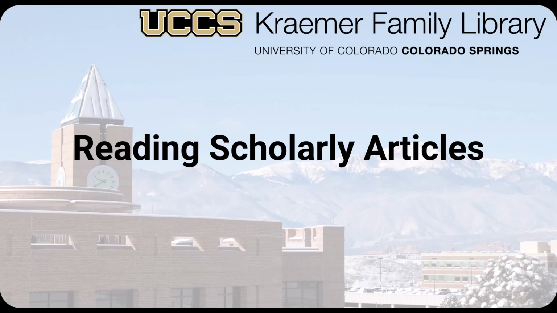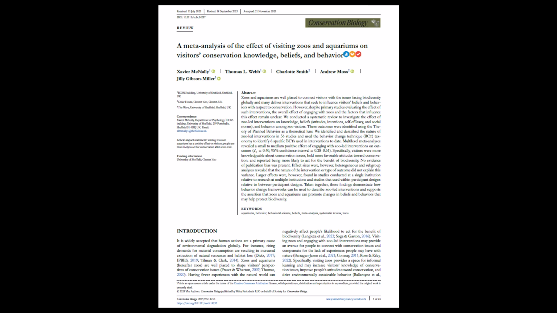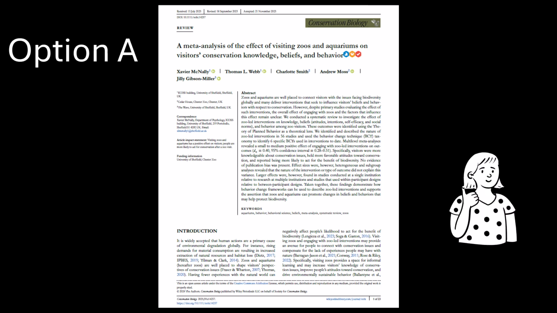Reading scholarly articles is often a part of our classes. Let's look at these two articles. Are you able to tell which one is from an academic journal and which is from a popular magazine? If you guessed option A was a scholarly article from an academic journal and option B was from the popular magazine, you were right. And you were able to do it by looking at them, not even reading them.